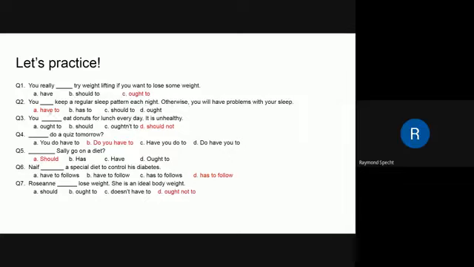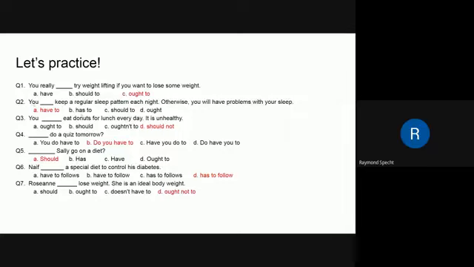Have to. Now, when you're looking for answers, you're trying to eliminate things. With this, we know there's no should to, so C is a wrong answer. Ought always goes ought to, so we know D is a wrong answer. So we have A and B as our choices.